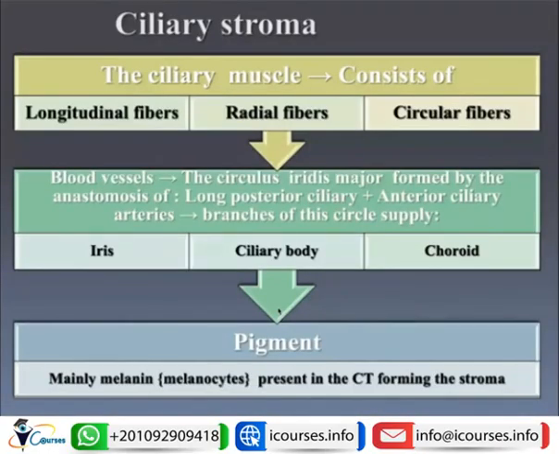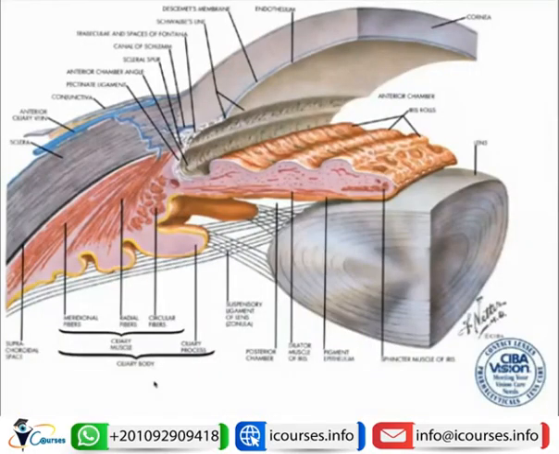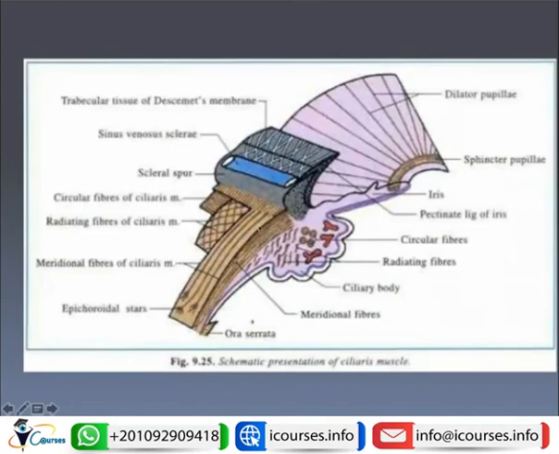The ciliary stroma will consist of ciliary muscle, as we said, and the blood vessels, which is the circulus iridis major, and there are some pigments coming from melanin, making the ciliary body black in color. So here again, some sections of the ciliary body showing the meridional fibers or longitudinal fibers, circular fibers, and oblique fibers.